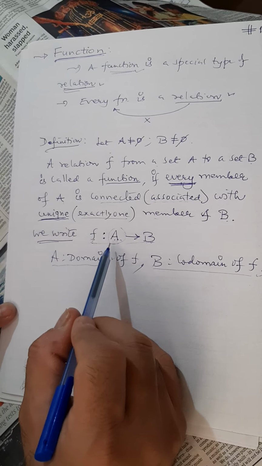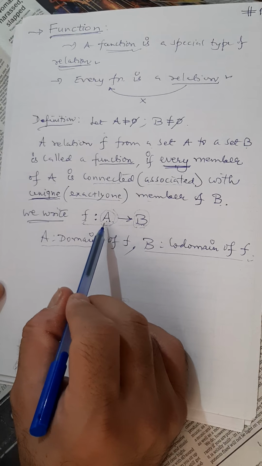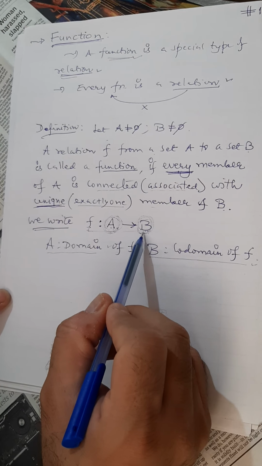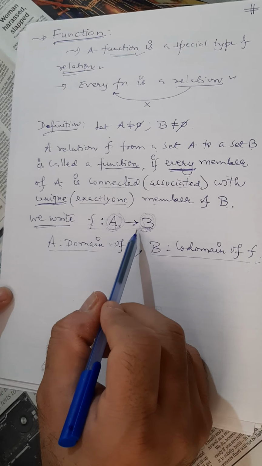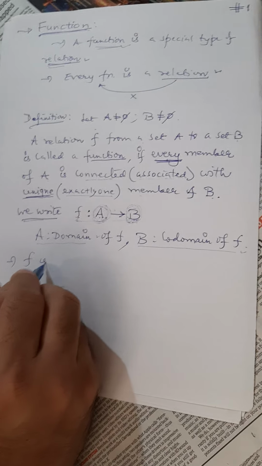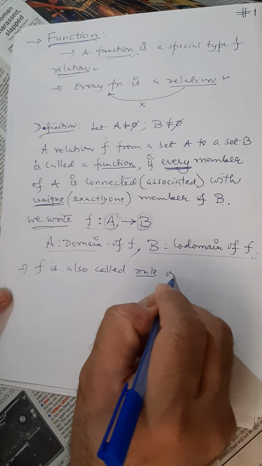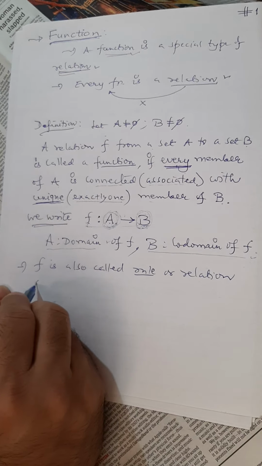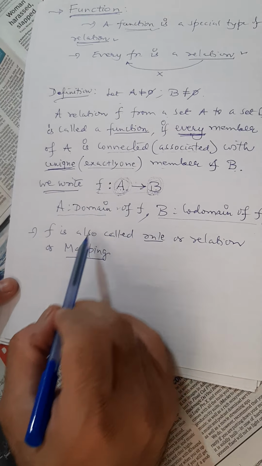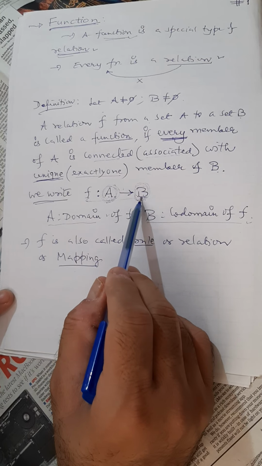So this is a function F from A to B, where A is called the domain and B is called the codomain. When I say that F is a function from A to B, means it's a relation in which every member of A is connected or associated with exactly one member of the set B. So you can call it a relation or rule. You can call that as rule also. Rule or relation or mapping. F is also called rule or relation or mapping. This is also standard terminology, mapping from A to B. So when we say that F is a mapping from A to B, that means every member of the set A is connected with exactly one member of the other set.